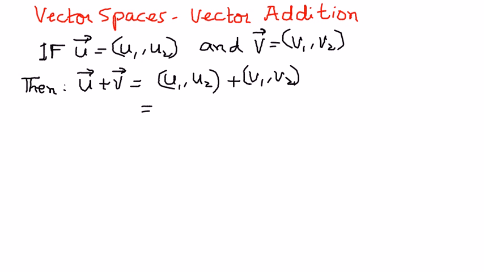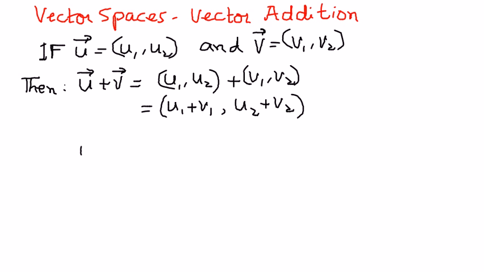And now we take the first component of the first vector and add it to the first component of the second vector, u1 plus v1 comma, then we take the second component of the first vector, which is u2, and add it to the second component of the second vector, which is v2. So u1 plus v1 comma u2 plus v2 is the sum of two vectors, and this is how we use the addition. Subtraction is very similar to this.